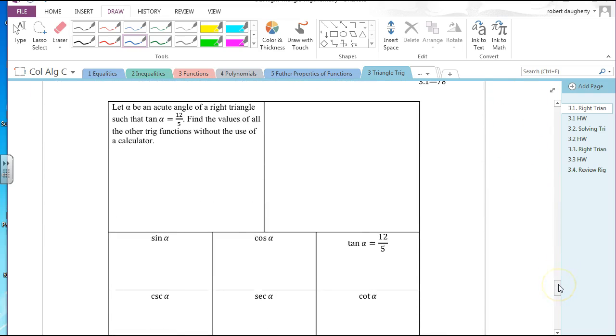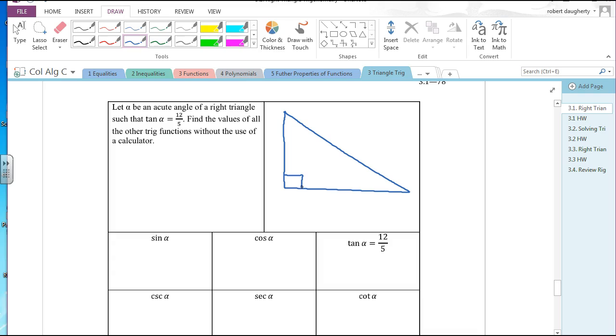So we've got a couple more here before we're done. Let alpha, I'm just using different Greek letters of the alphabet, be the acute angle of a right triangle such that the tangent of alpha is 12/5. Find the values of the other trig functions. So draw a triangle, which is a key theme for many of these.